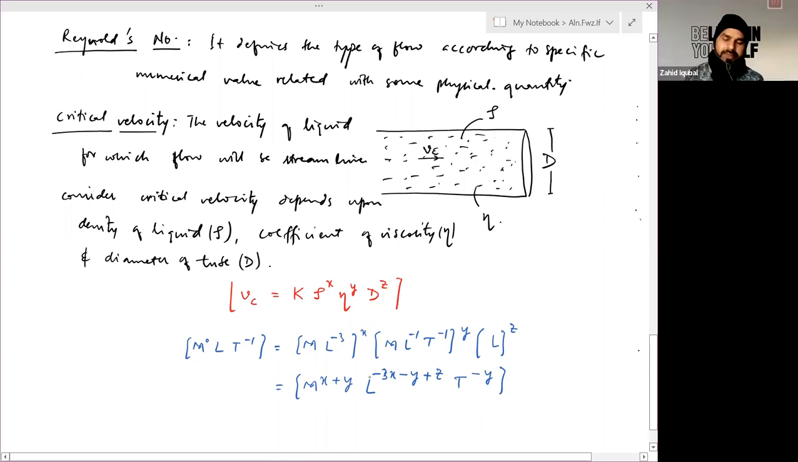Now, try to compare the exponent of each part on the left-hand side and right-hand side, and then try to find the value of x, y, and z. First write it down, then find the value of this. Okay, sir.